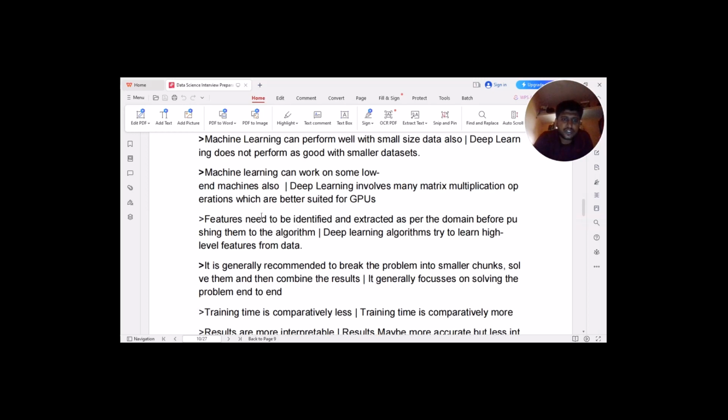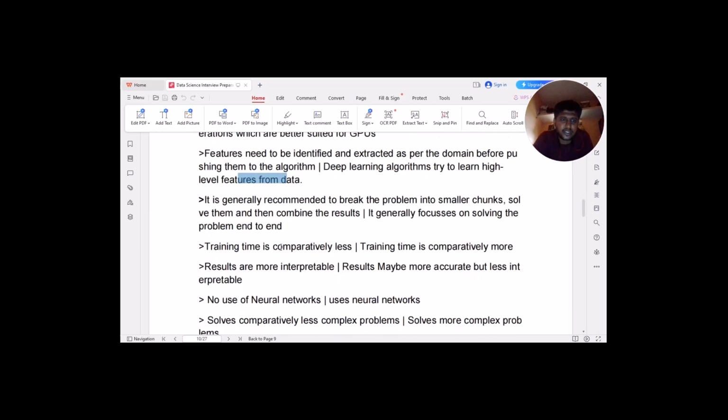Okay, so features need to be identified and extracted as per the domain before pushing them to the algorithm. Deep learning algorithms try to learn high level features from the data. It is generally recommended in machine learning to break the problem into smaller chunks, solve them, then combine the results. Deep learning generally focuses on solving the problem end to end. Training time is comparatively less in machine learning. Training time is comparatively more in the case of deep learning.